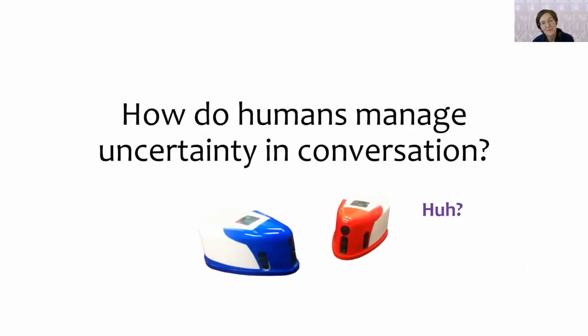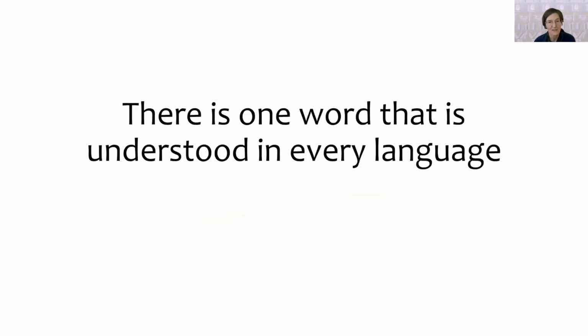Okay, so how do humans manage uncertainty in conversation? The final point I want to make is that in human conversation, there is actually one word that is understood in every language. I don't know if you can guess what it is, but pretty much, words are arbitrary, except the word, huh. It's pronounced slightly differently in different cultures. Huh, huh. But it's pretty much the same sort of thing. And it comes in and indicates that what's been said is not yet fully understood.